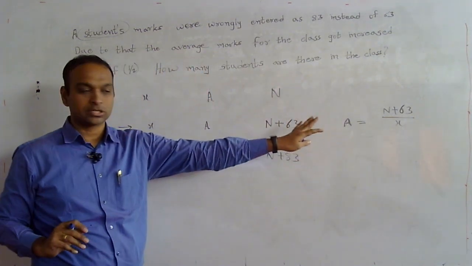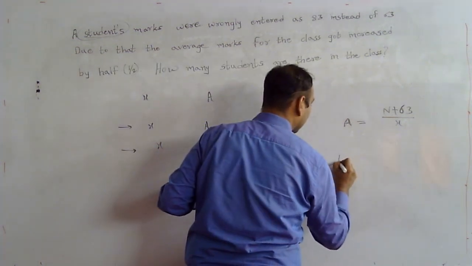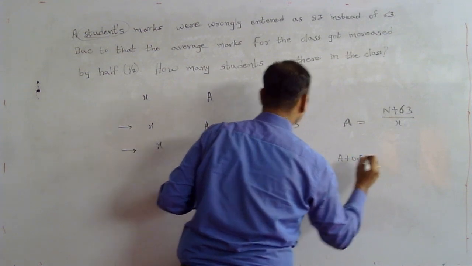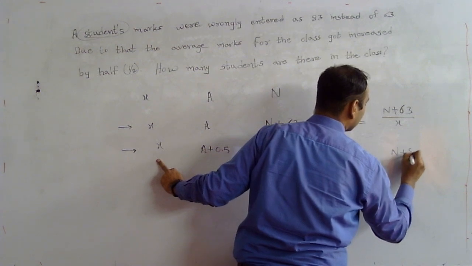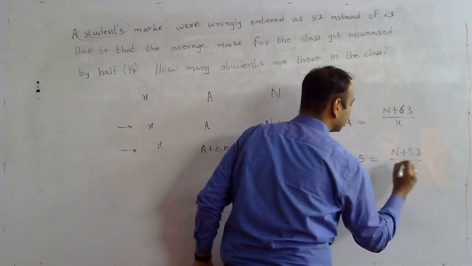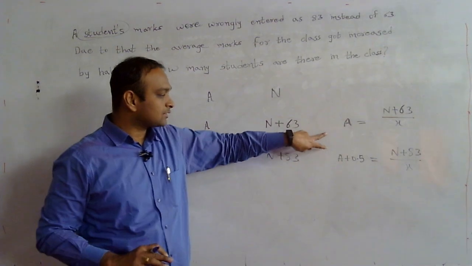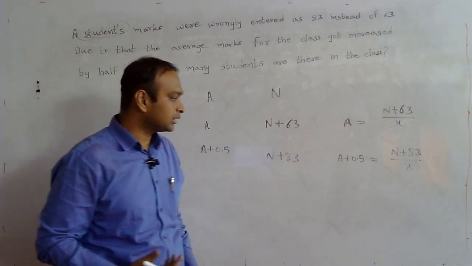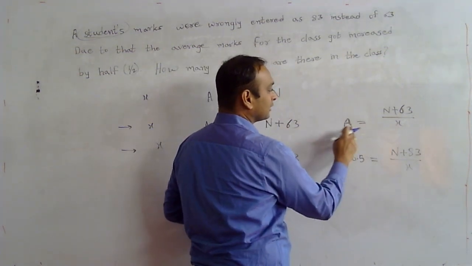This gives us one equation, and from the second case we get another equation, which will be A plus 0.5 is equal to N plus 83, the mistaken marks, divided by X. This X will remain as it is. Now by using these two equations we can find the value of X. Okay, let's try to do it. How can we solve that? Here we can bring this X on this side, so this will become AX.